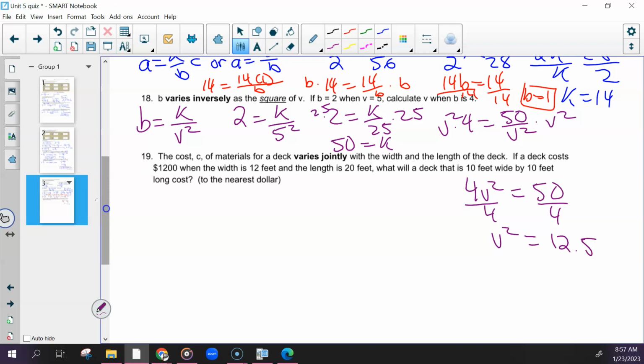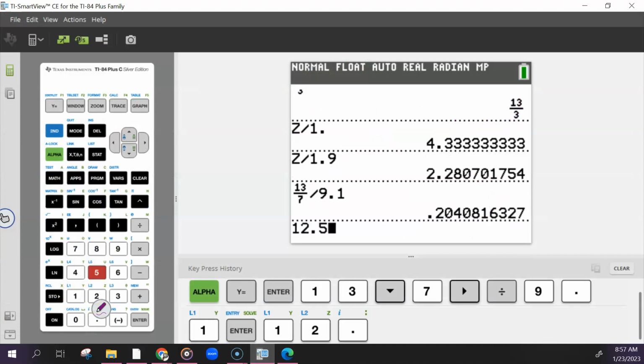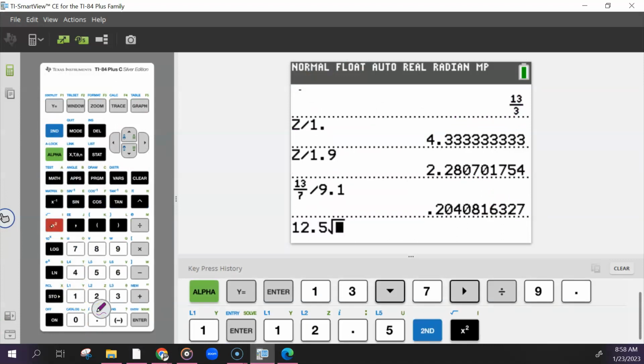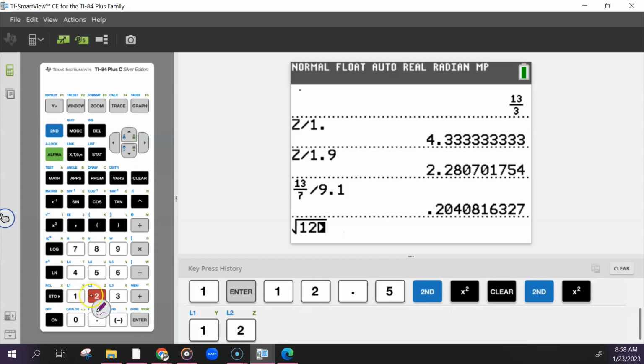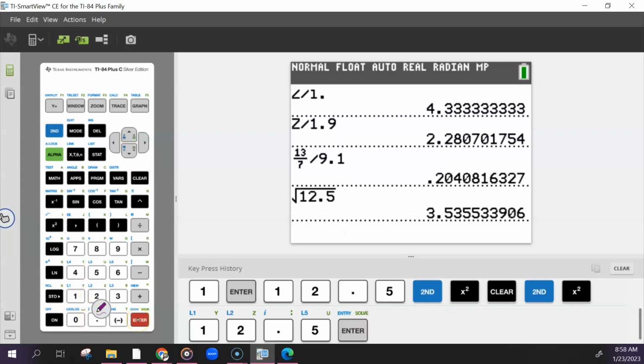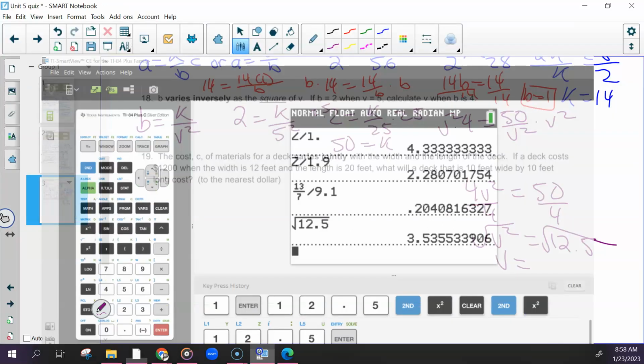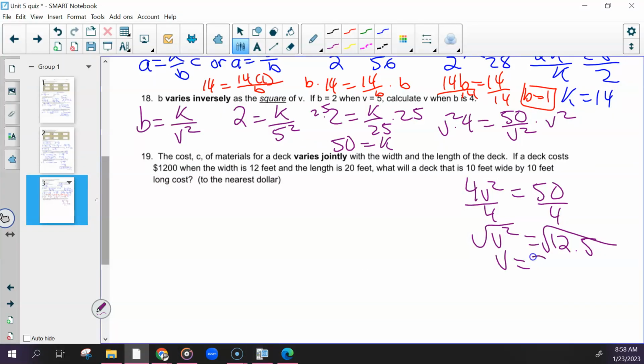And then to get v by itself, get the square root of both sides. So 3.53. I'll do this stuff here. 3.54, 3.5356. At least one decimal. How many you put after that is up to you.